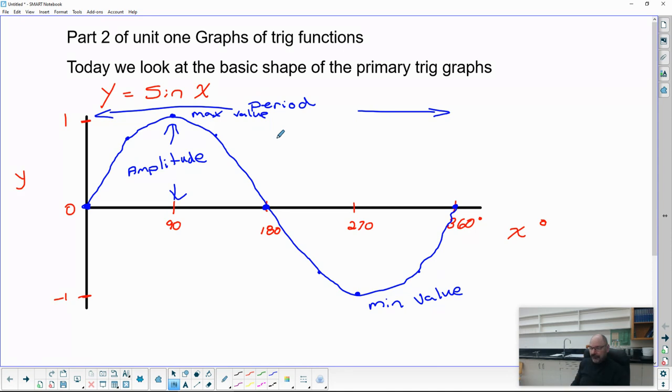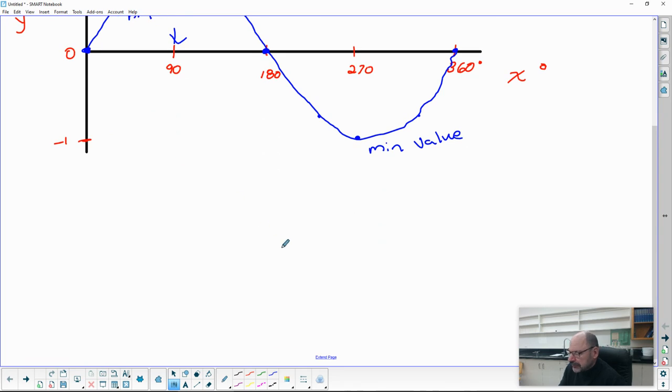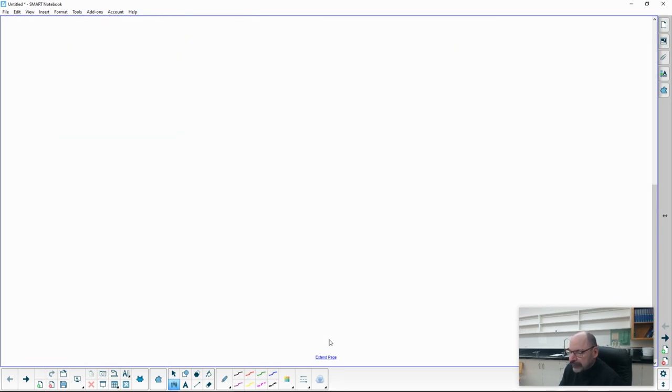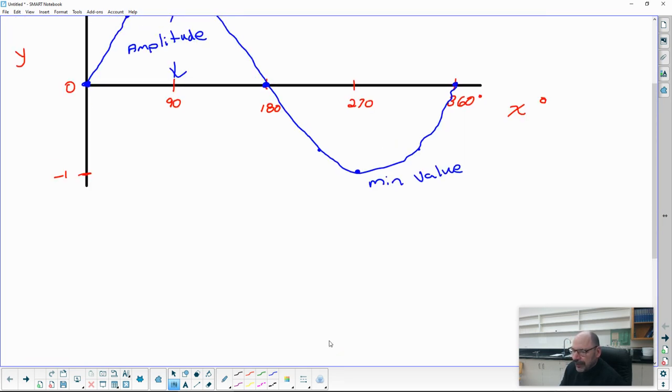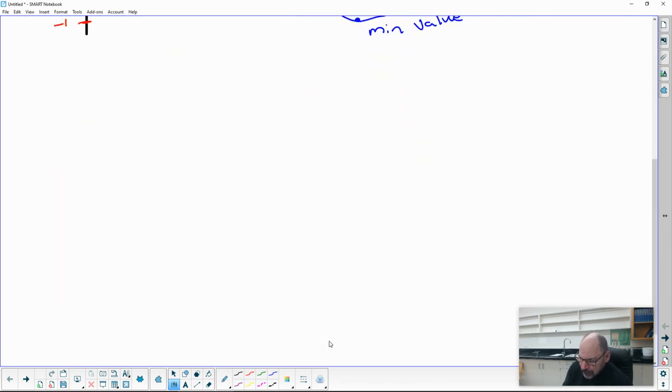Okay? Let's do the same thing for cosine. We could draw it on the same axis in a different color if we wanted to. Or we could just do a new one. I'm going to do a new one because I've labeled this one up a little bit. But you can still use the same axis if you want. It'll be the same 1 to negative 1 axis. So I'm just going to draw it again. The basic shape of the cosine graph.